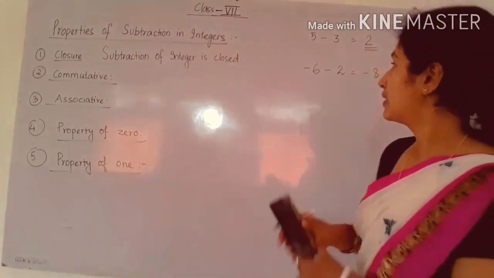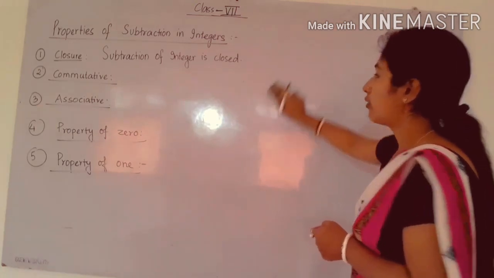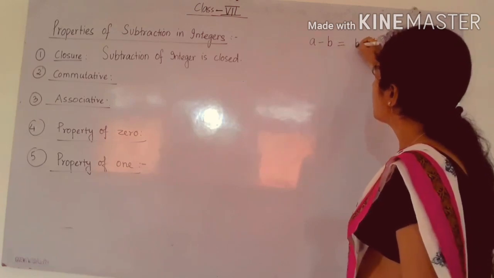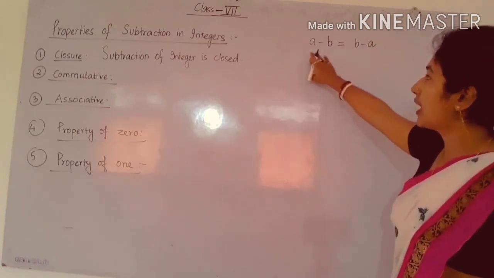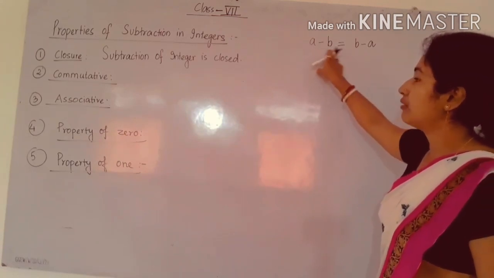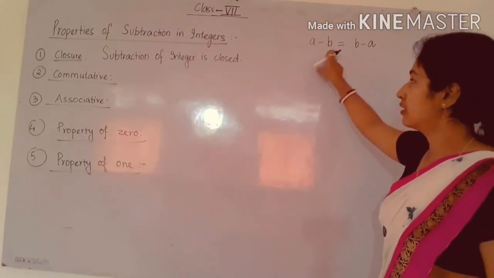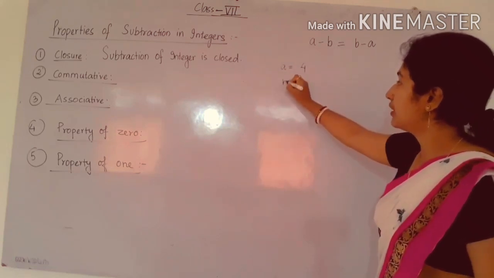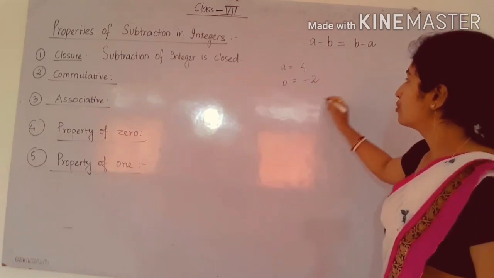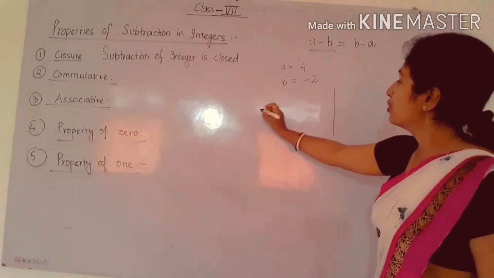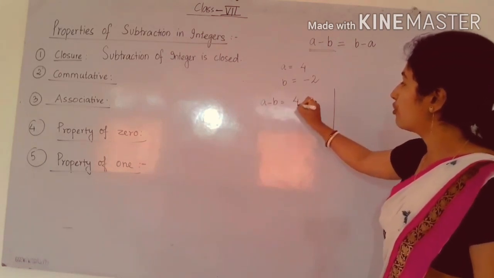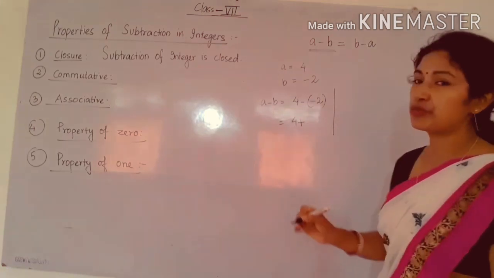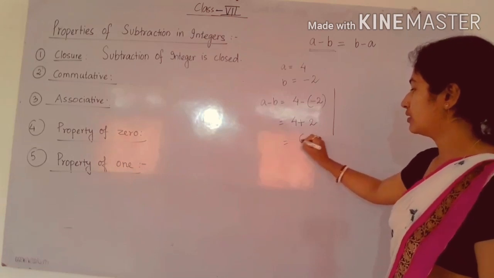Now the second property is the commutative property. According to the commutative property, we have to check whether a minus b is equal to b minus a or not. For a minus b, I have to take a and b, two integers. First I will take a as 4 and b as minus 2. First of all I will check the left hand side. So a minus b means 4 minus minus 2. So 4 minus minus 2, the sign becomes plus, 4 plus 2 is 6.